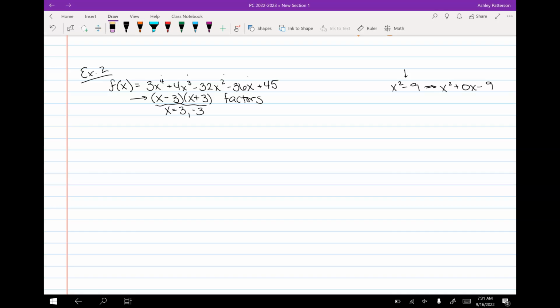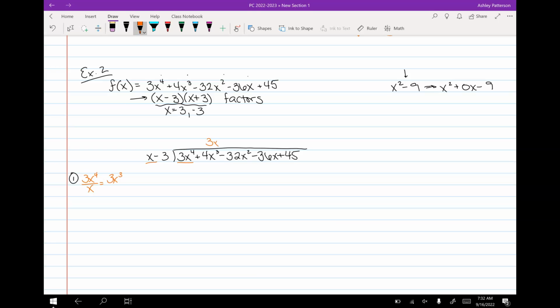It might be a little bit longer way, but I'm going to take the original function, so 3x to the 4th plus 4x cubed minus 32x squared minus 36x plus 45. And I'm going to divide it by the first factor of x minus 3. Now we're told it's a factor, so it should work out. Okay, staying consistent with what I've done before, I'm going to take 3x to the 4th and divide it by x, giving us 3x cubed.